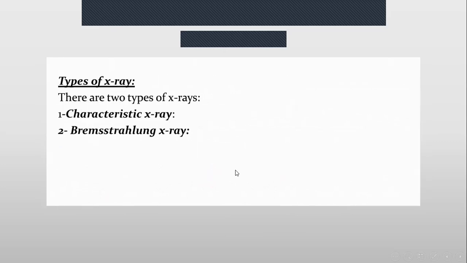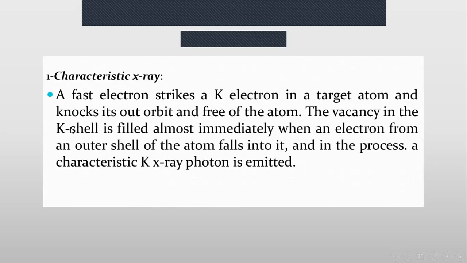In terms of the interaction, when the electron is coming and hits the atom, two types of X-ray will be produced. We name them characteristic X-ray and Bremsstrahlung X-ray. Which one is more important in our case for the X-ray machine or X-ray imaging is the characteristic X-ray. It starts with the characteristic X-ray.